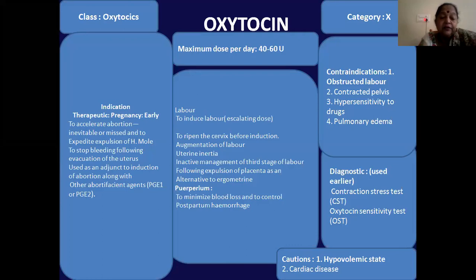It is also used in active management of the third stage of labor, and as an alternative to ergometrine. It is the first line of treatment in active management of the third stage of labor and in PPH, but it is a category X drug. It is contraindicated in contracted pelvis for augmentation or induction, in hypersensitivity to the drug, and in pulmonary edema. These are the indications you should know, along with the therapeutic indications of oxytocin.